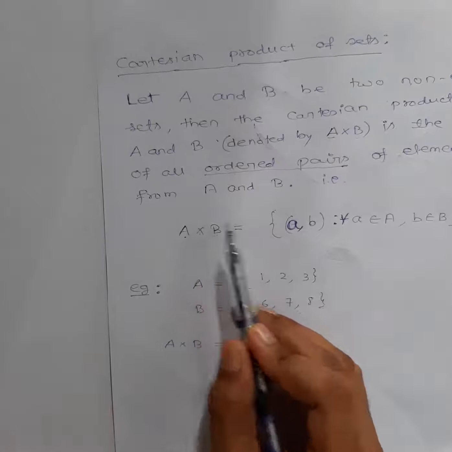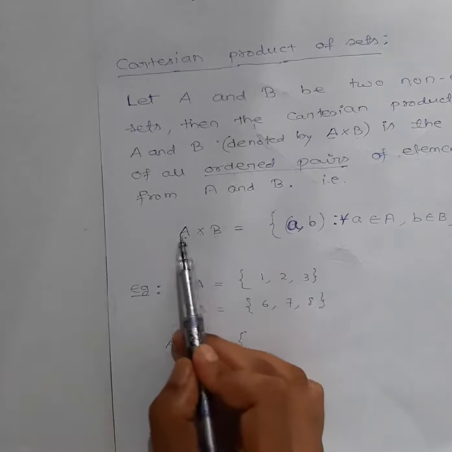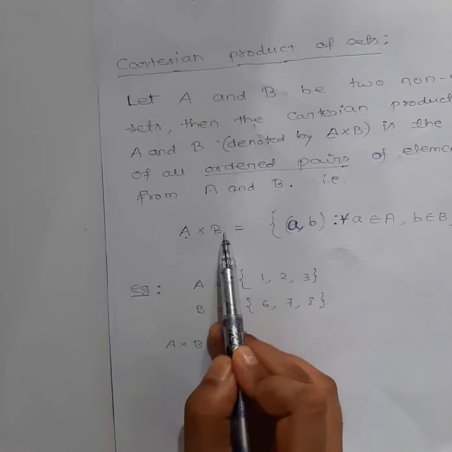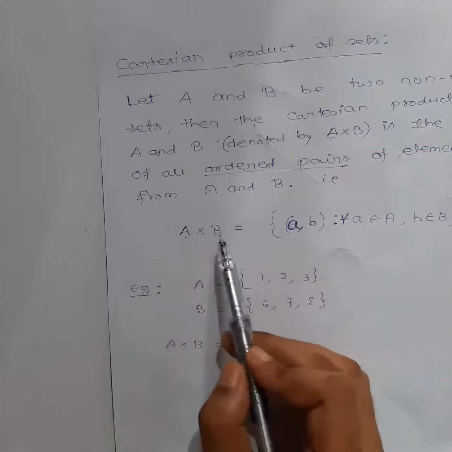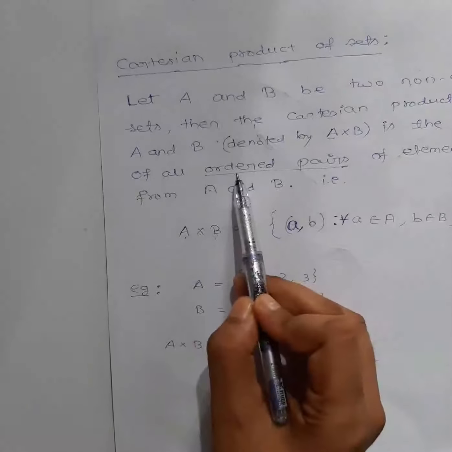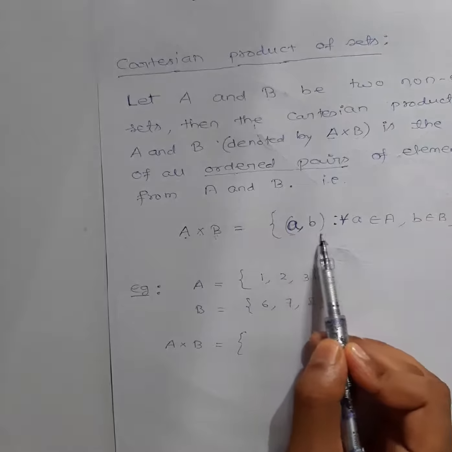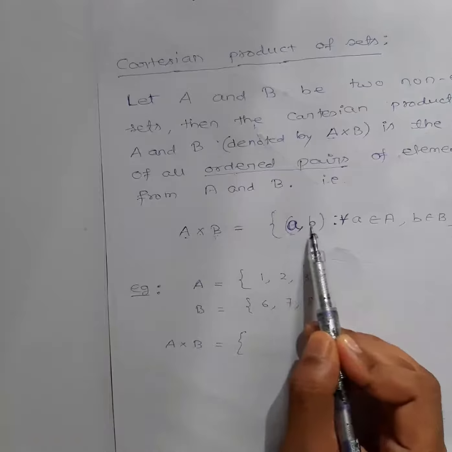So this is read like this, A cross B. Okay, now what is this? This is the Cartesian product, and what is the meaning? It is nothing but a set. Now what kind of set? It is a set of ordered pairs. So you can see the elements which I have written are pairs.